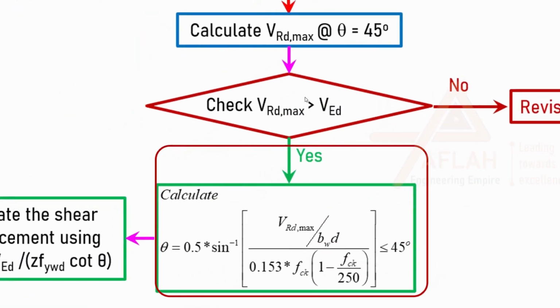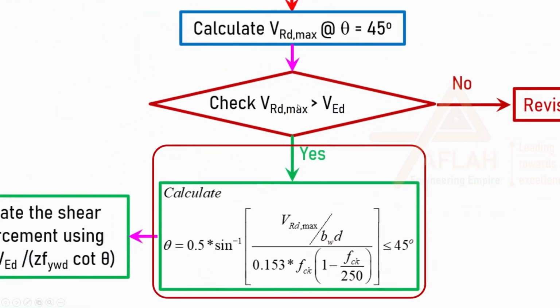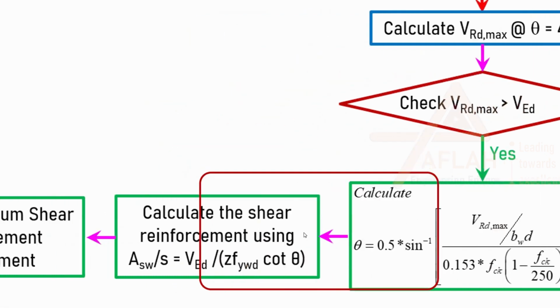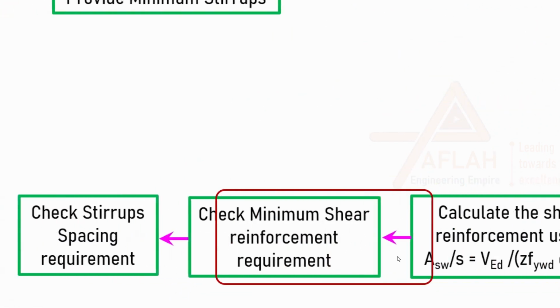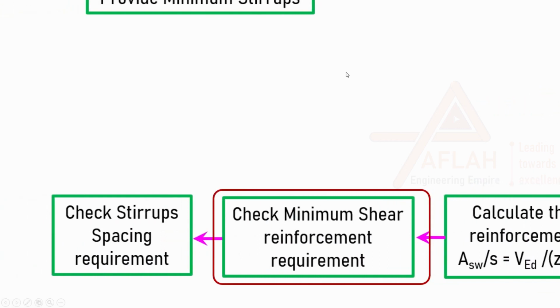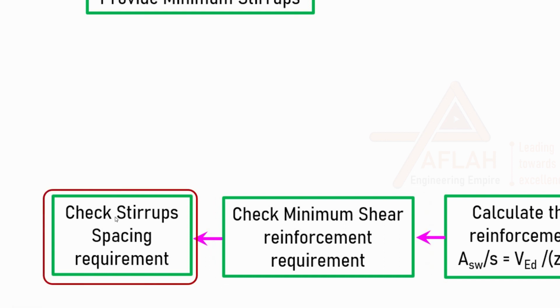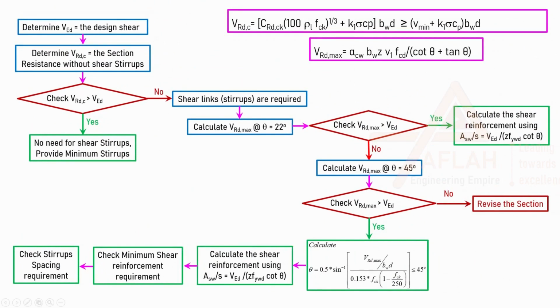If VRD max is greater than VED, when you calculate it, now you have to calculate the actual theta, because theta varies from 22 to 45. It may be 25, it may be 30, 35, whatever. It must be less than or equal to 45 degrees. Now, once we do that, we go to calculation of the stirrups with this formula, and we need to check whether the minimum requirement is satisfied or not. Once we satisfy the minimum requirement, again we need to check whether the maximum spacing is satisfied or not. Now this is the full step for the shear design.